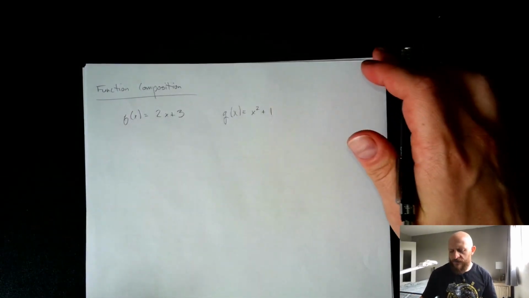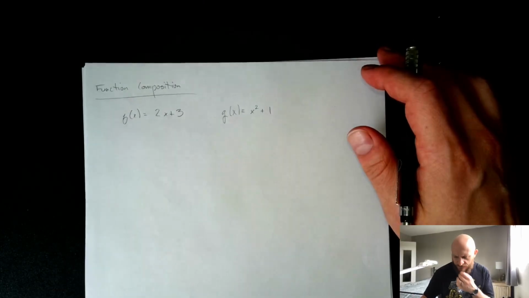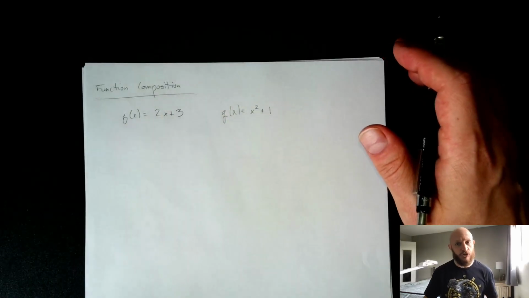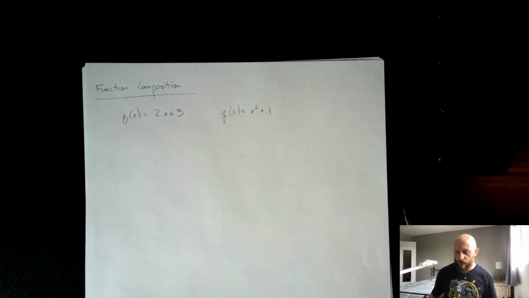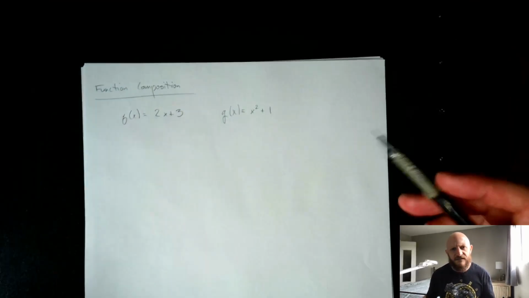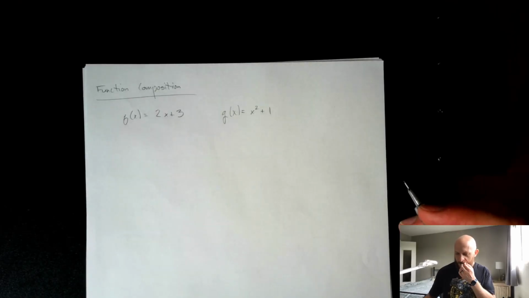Alright, hey everybody. So this will be a quick video on function composition, and also briefly we'll talk about some operations on functions. So first of all, consider two functions, f and g. So f of x is 2x plus 3, g of x is x squared plus 1.